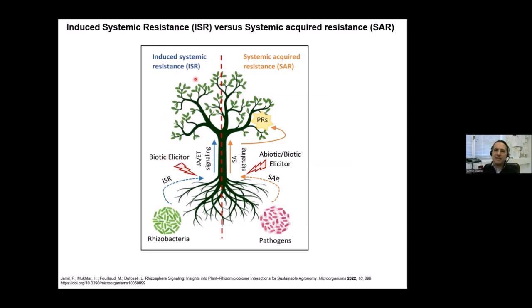There's the induced systemic resistance, ISR, which is triggered, for example, by rhizobacteria. This leads throughout the plant to an enhanced responsiveness of the plant towards an upcoming pathogen attack, and shows very little growth trade-off, which is nice from the farmer's perspective. And then we have the systemic acquired resistance, SAR, which is salicylic acid driven and triggered by pathogens, and there the growth trade-off is much stronger, leading to a different setup of genes, PR genes going up, etc.